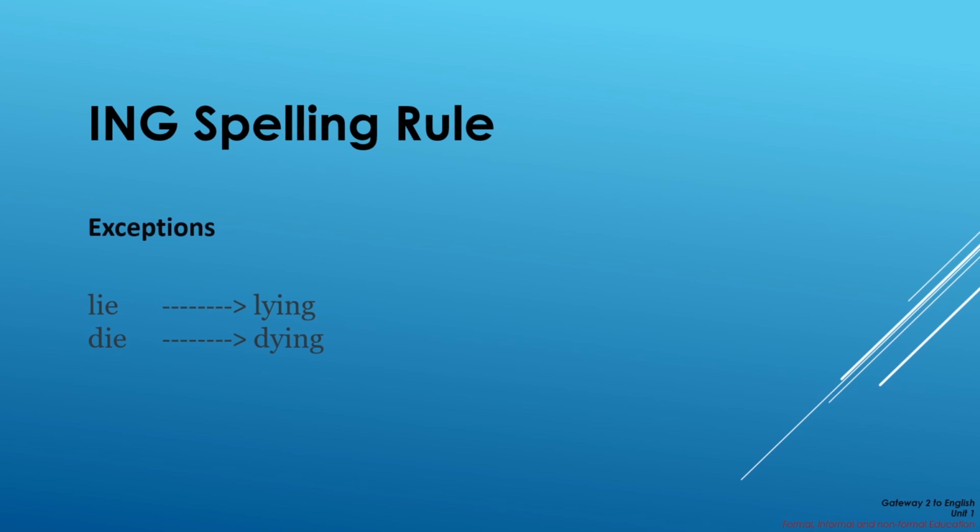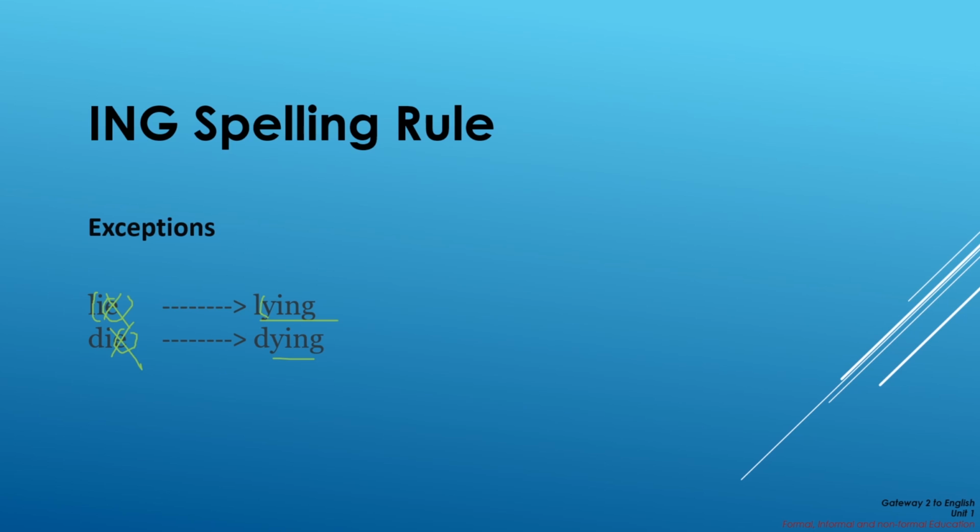As for the exceptions for the ing spelling rule, we have two major exceptions. The verb to lie. Don't lie to me. It's not good to lie to people. You have to tell them the truth. So that's the meaning of this verb to lie. When forming the gerund, you have to replace the letter I with Y and delete the letter E and replace it with ing. And the result is the following: lying.